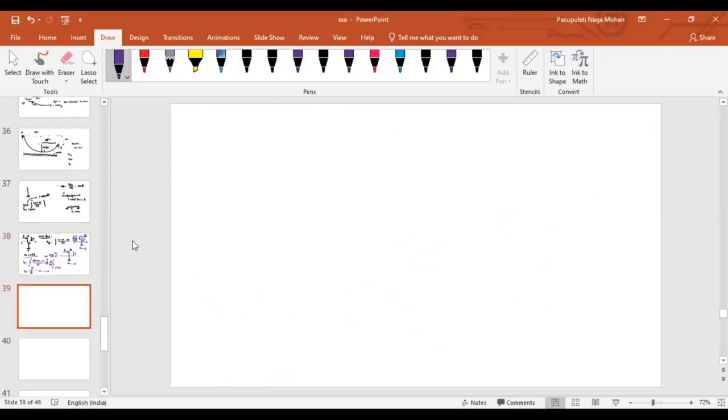Then what will be your deflection? Sorry, what will be your rotation at B? That will be equal to the integral from 0 to L. Capital M is given as Px, small m is given as -1, dx by EI. So what is the integral of x? x square by 2. If you substitute the limits, what will you get? Minus PL square by 2EI.